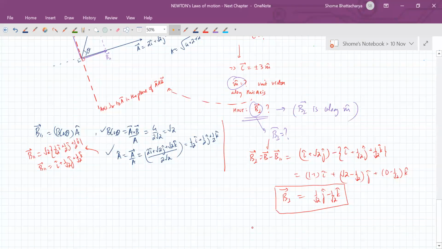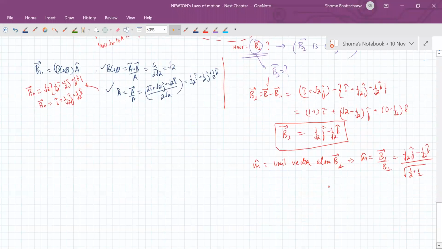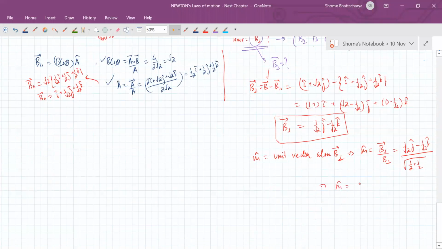Okay. So now m cap is the unit vector along B perpendicular now. That means m cap is nothing but the vector B perpendicular divided by its own magnitude. So it is 1 by root 2 j cap minus 1 by root 2 k cap divided by, now it just so happens that its magnitude is already 1, so it's already a unit vector. So m cap is this one only, it is j cap minus k cap by root 2.